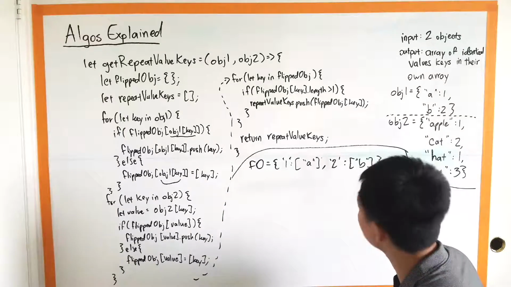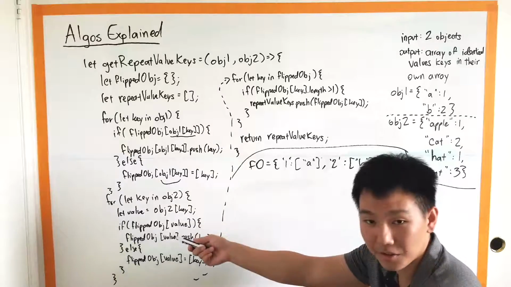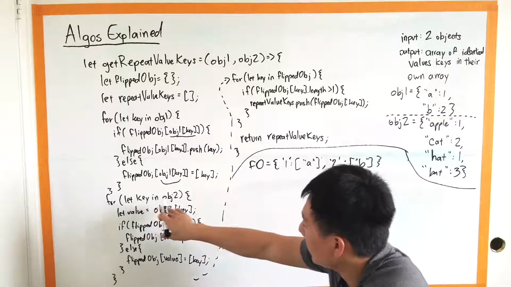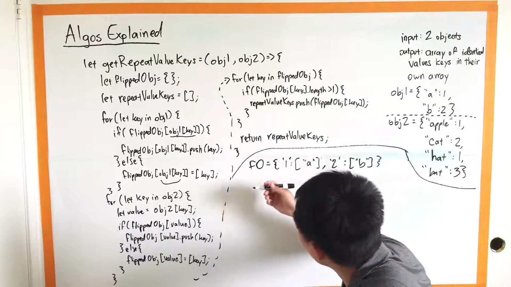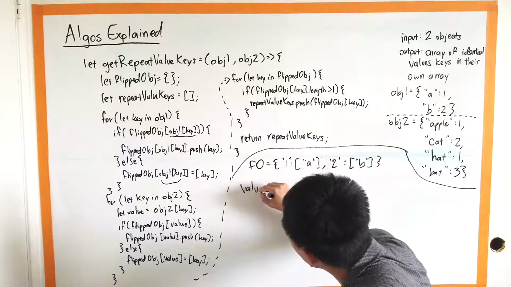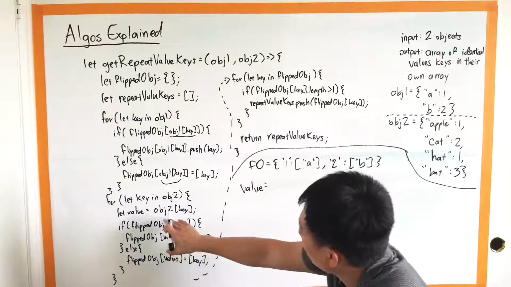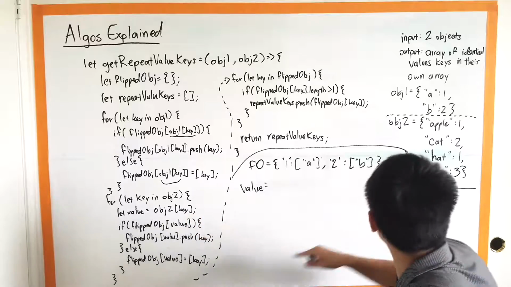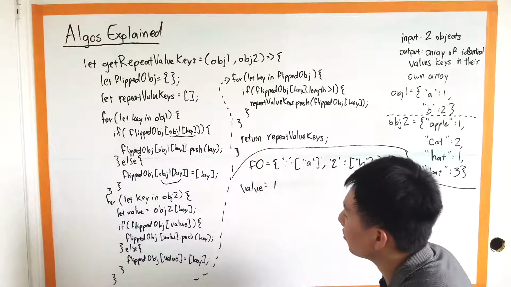All right, and so that concludes our first object iteration, iterating through that first object. Now let's go to the second one, OBJ2. We're looking at that now. So let key in OBJ2. We have a value, so let's go ahead and use that. Value equals OBJ2 of key. What's our first key? It's apple, and OBJ2 of apple, what is that? That's 1. So our value is 1 right now.